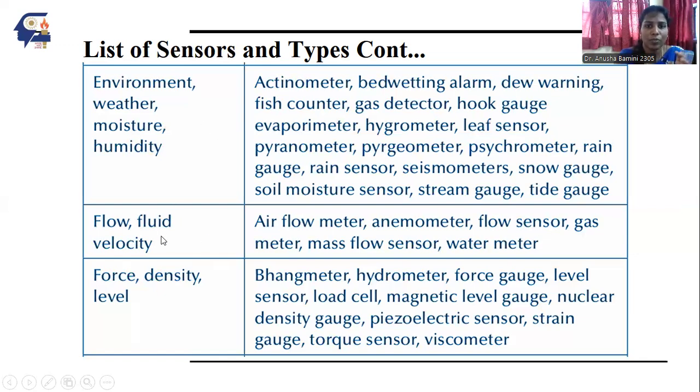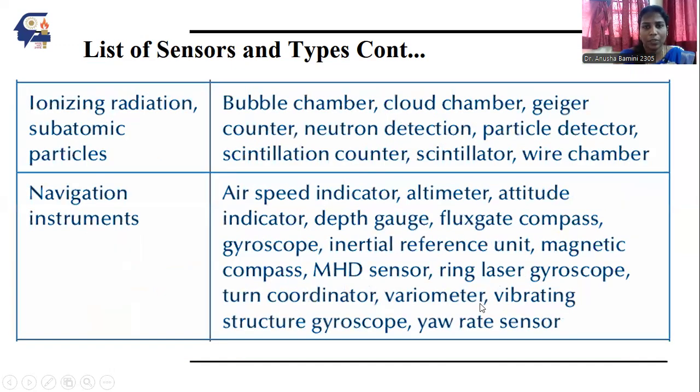Then flow or fluid velocity, we can use the mass flow sensor and water meter. Then to identify the force and density level, the force gauge, level sensor, magnetic level gauge are used. Okay, the next one is radiation. So for radiation, we can use cloud chamber, partial detector, wire chamber, etc.